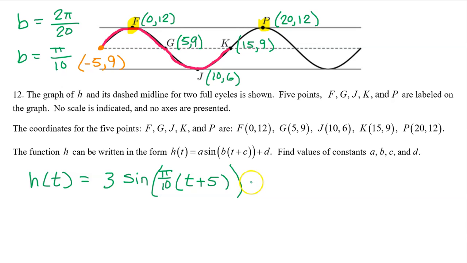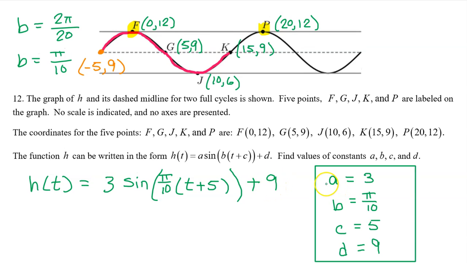That leaves only the D value, which corresponds to the midline. Looking at all of these output values of the 3 points that are on the midline, I can see that the midline is y equals 9. So therefore the D value is positive 9. So A is 3, B is pi over 10, C is 5, and D is 9. You can either record your answers separately like this, or you can record your answer like this, an equation for h of t with the values of A, B, C, and D filled in.